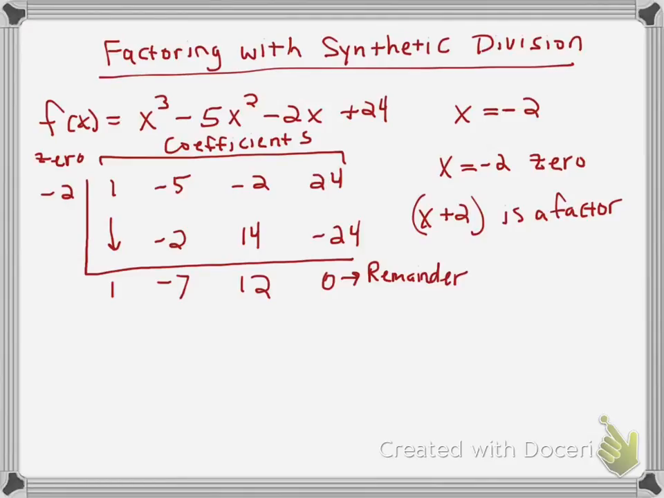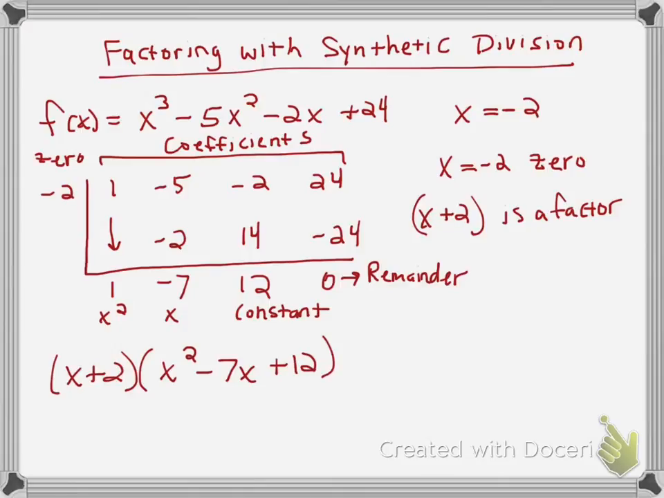And when we factor out this x plus 2, we're left with these coefficients, 1, -7, and 12. The 12 represents a constant term. The -7 is my x. And then the 1 represents my x squared term. So what this now means is that I can take this x plus 2, and I can multiply it to this polynomial, x squared minus 7x plus 12. That right there is what I started with. The x cubed minus 5x squared minus 2x plus 24 is now factored to x plus 2 times x squared minus 7x plus 12. Now we're not done with this problem just yet.